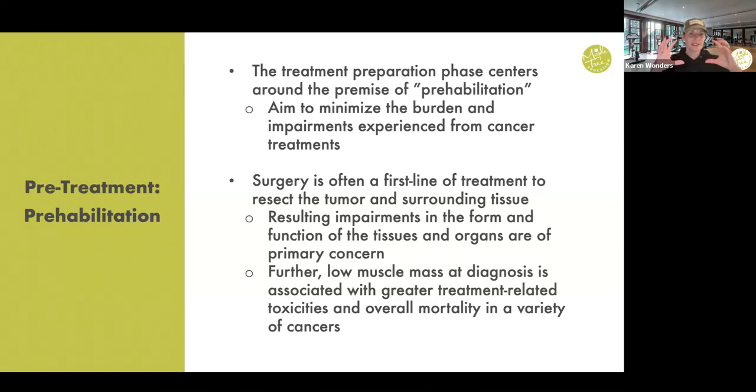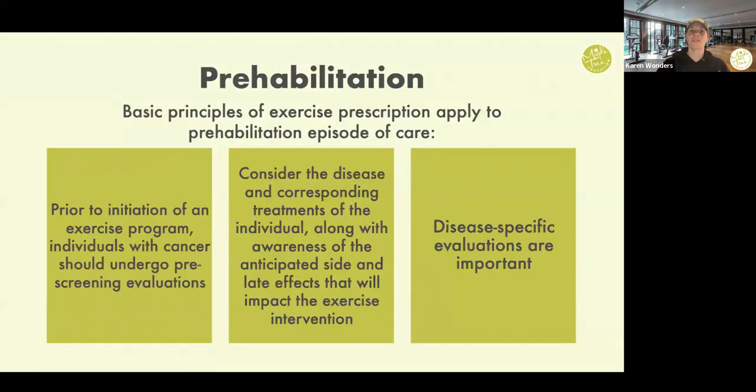And so if you get someone during this prehabilitation phase who has a low muscle mass, and you have a little window of time to prepare them for surgery, you can boost their muscle mass in that little window of time, and that will help them have fewer treatment-related toxicities and potentially even lower mortality rates than if they had not started that exercise program. So it's really important to take advantage of that window of time when you're given that with the patient.